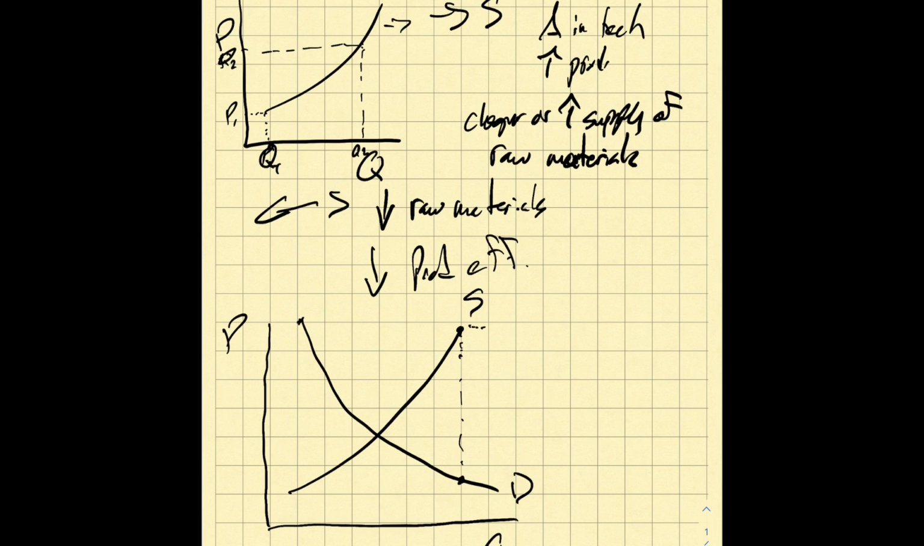Now, at the other point of this, companies at this price, so this is P1, Q1. At P1, companies are only willing to produce this much. But you can see the demand is way up here, right?